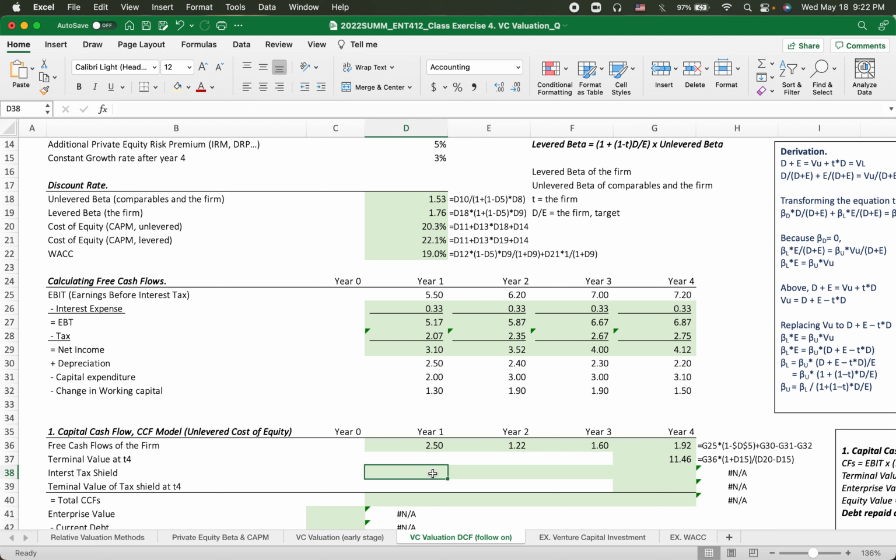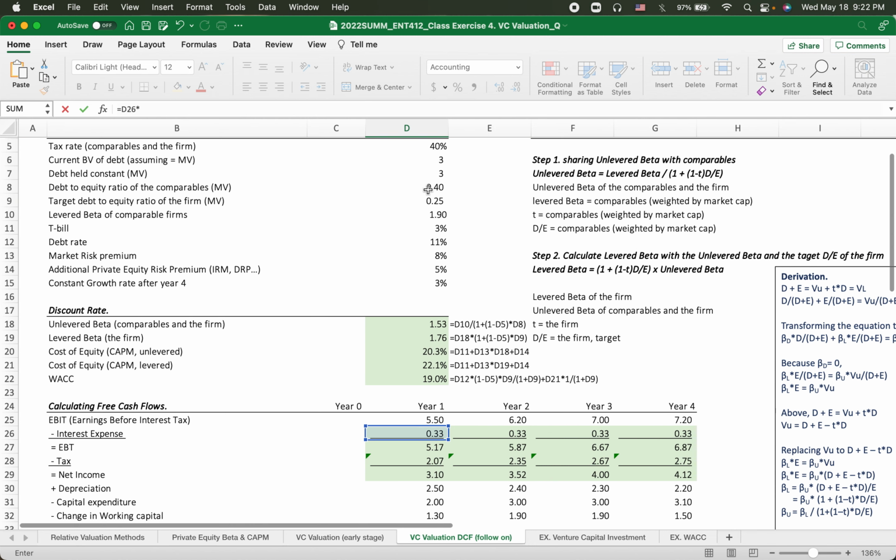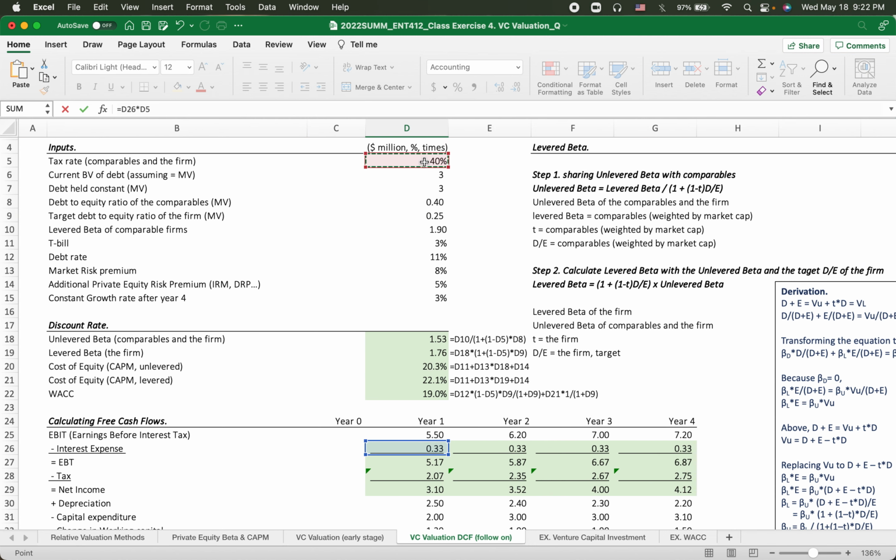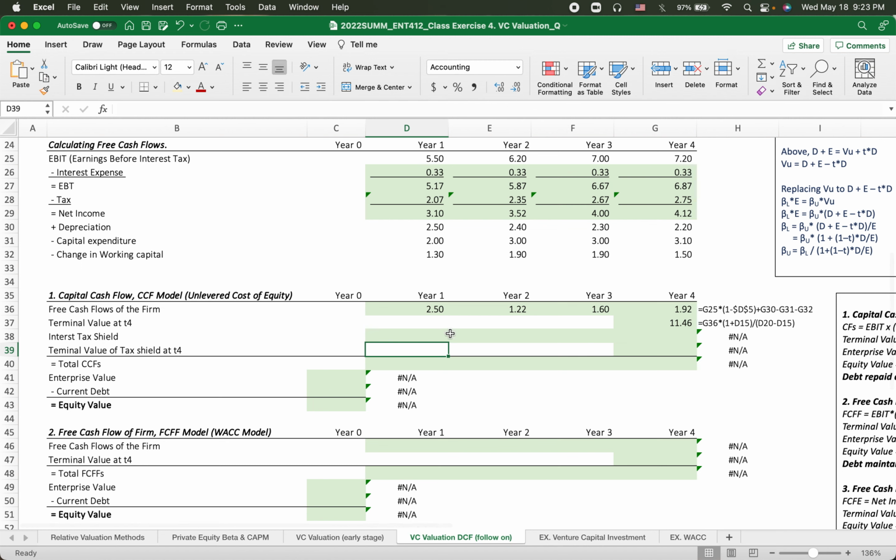Now, the interest tax shield. How do we calculate it? The interest we already calculated. By the amount of interest we can reduce tax, that is benefiting the equity holders. So this interest expense times the tax rate, 40%. Let's fix this number. Then 0.13 is the interest tax shield.